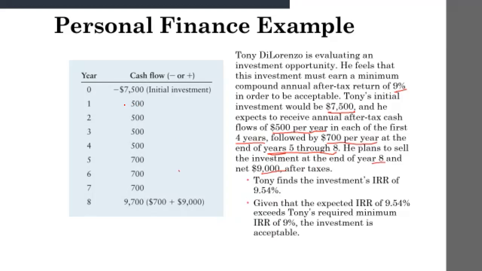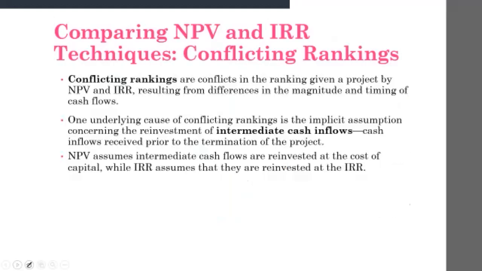So I'm going to plug these figures into Excel. The initial investment is $7,500. For the first 4 years, it's $500. And the next 4 years, it's $700, plus $9,000, which he plans to sell it for. Now, using the IRR, internal rate of return, what is his rate of return? Would it be greater than 9% or less than 9%? At least we want it to be greater than.